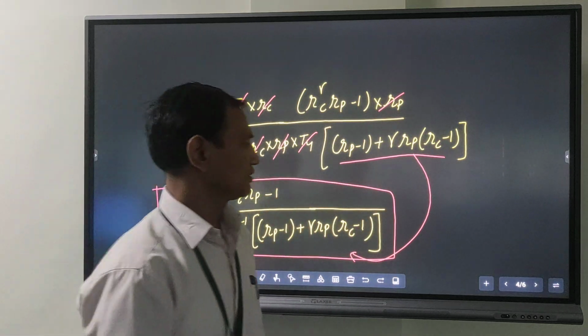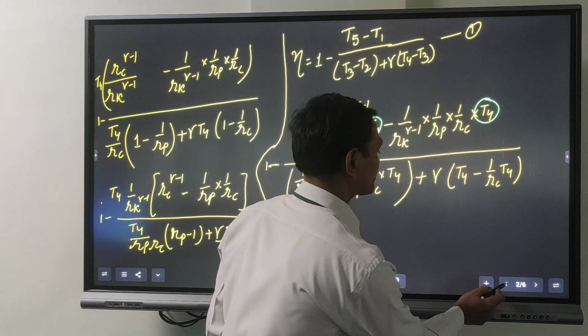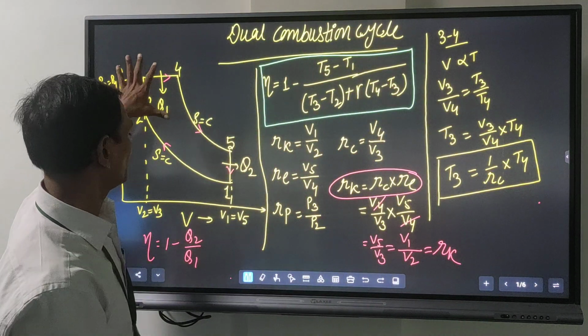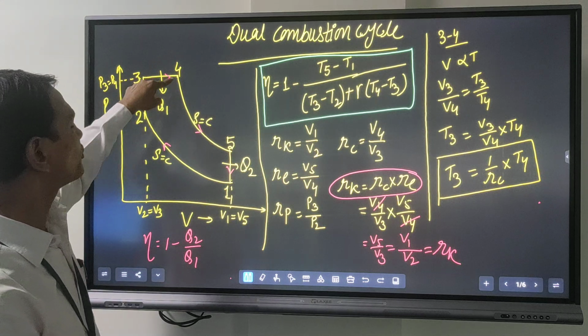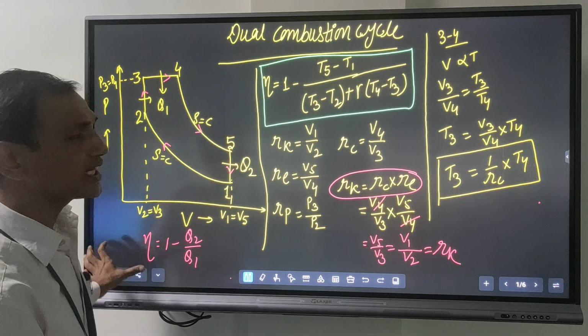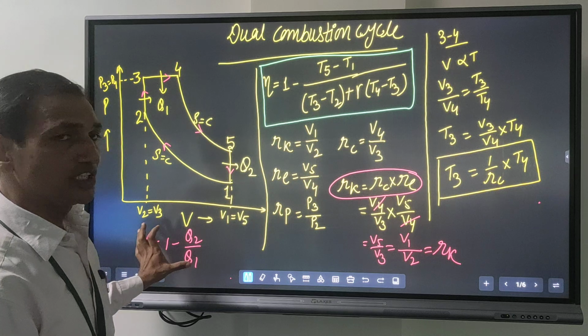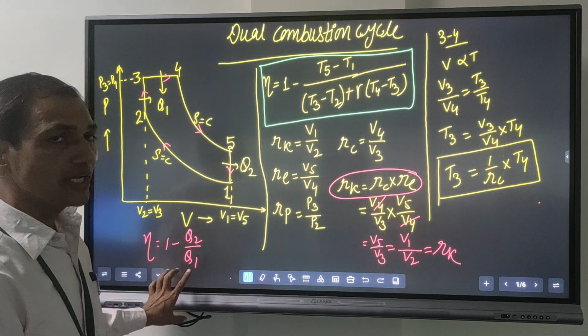Now let's revise this. I have drawn the PV and TS diagram here: 2 to 3, 3 to 4 heat addition, and here heat rejection. We know that efficiency is work done upon heat supplied, which means 1 minus Q2 by Q1.